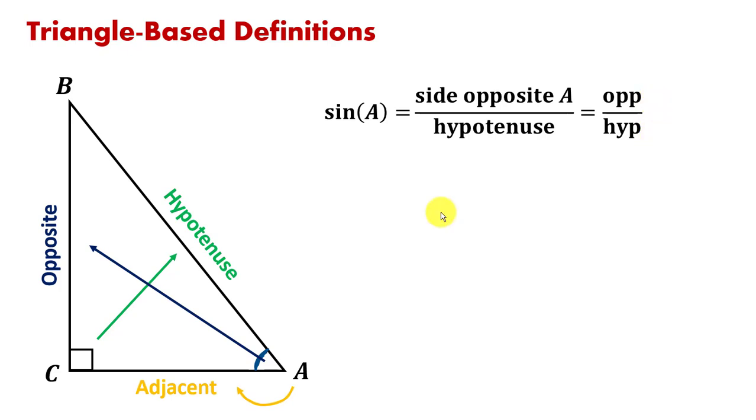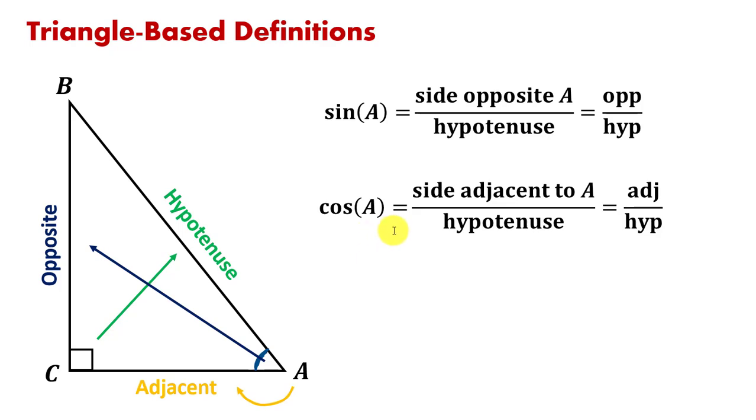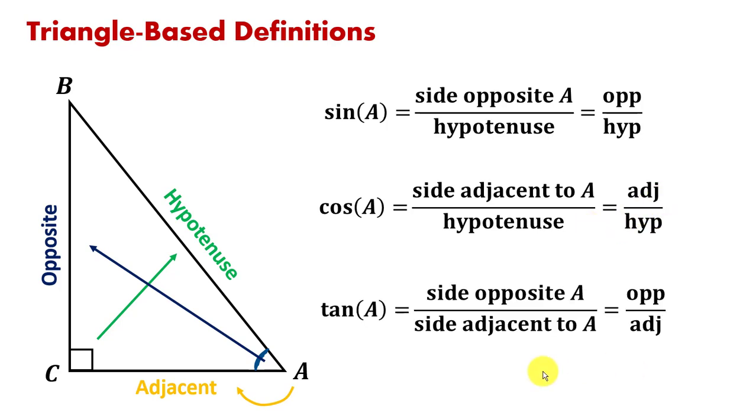Now, cosine and tangent functions are defined in a similar way. They just relate different sides. Let's look at those definitions. So cosine of the angle A is the ratio of the side adjacent to angle A to the hypotenuse. Adjacent to hypotenuse. And finally, tangent. Tangent is the ratio of the side opposite of angle A to the side adjacent to angle A. Opposite to adjacent. So these are the triangle-based definitions.